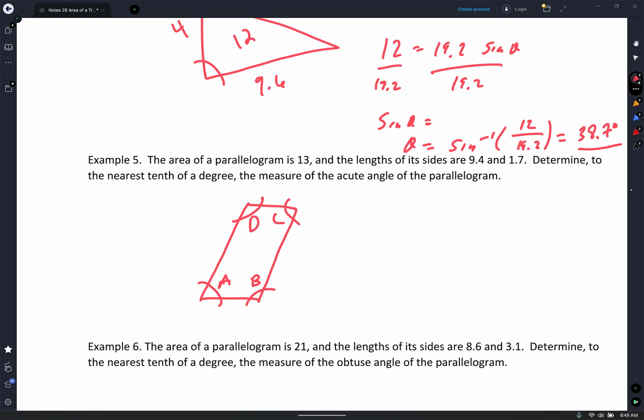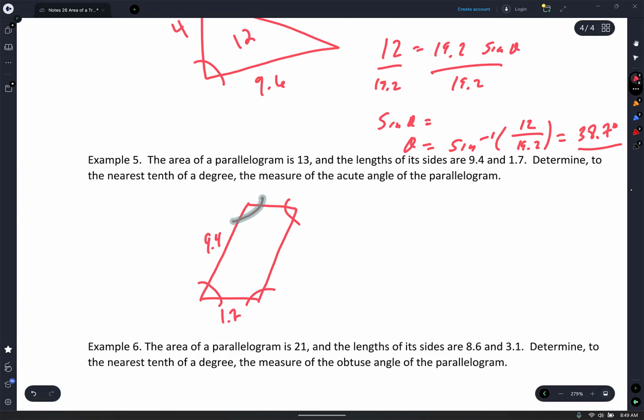All right, let's see what this says. It says the area of a parallelogram is 13 and the length of its sides are 9.4 and 1.7. Determine to the nearest tenth of a degree the measure of the acute angle of the parallelogram. Yeah, one's acute, one's obtuse. Okay.